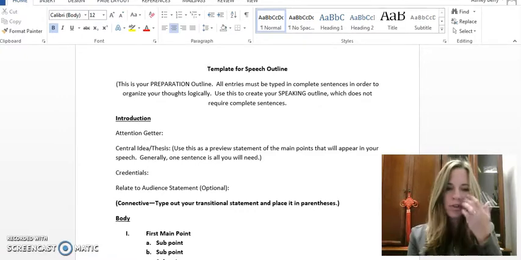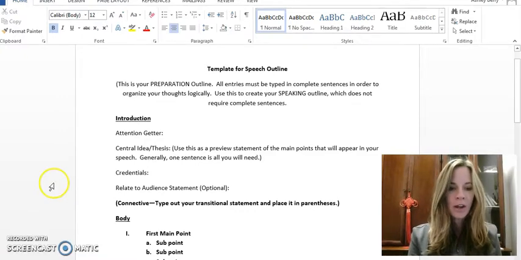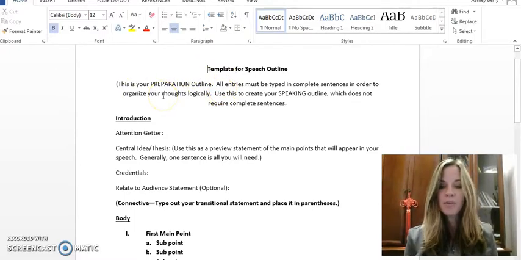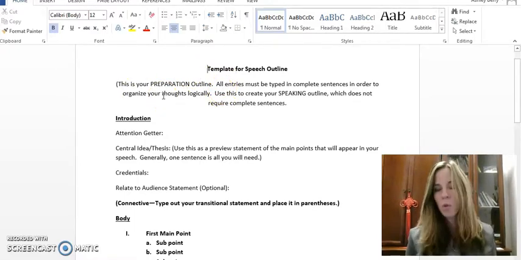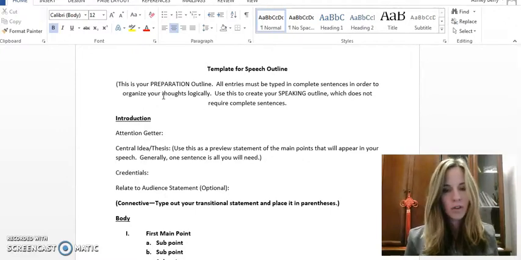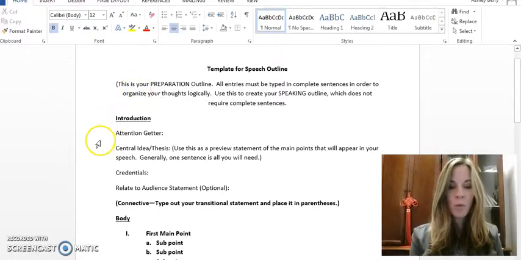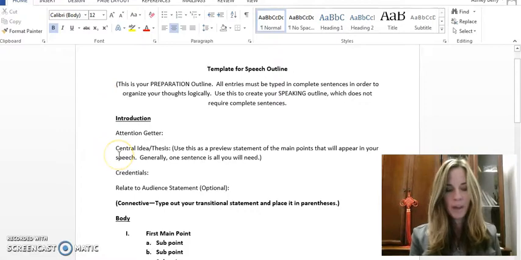I do want to go over today in greater detail the template that in the future you're going to be using to create your speeches, and you actually will submit your templates, your outlines to me. This is what's known as a preparation outline, and I know the word outline is not fun for anybody, but this actually will make your life easier. And today we're just going to focus in more detail on the introduction.